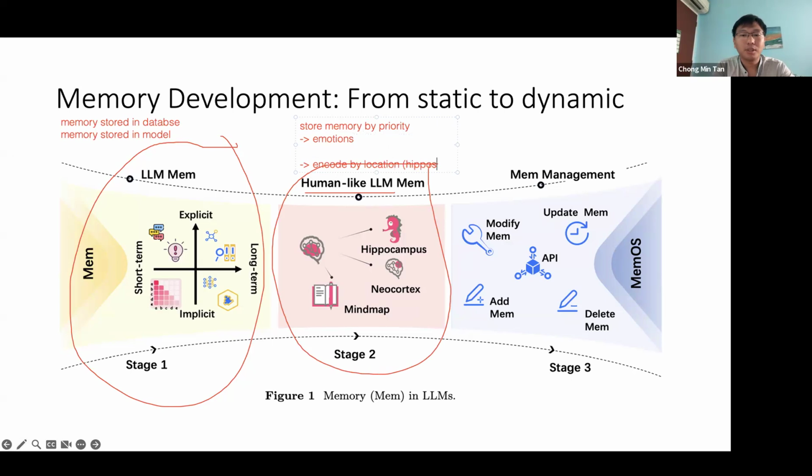Like, for example, the hippocampus, you learn how to delete memories. Okay, maybe the delete is stage 3, right? So basically how to make the memory a bit more efficient by encoding them more efficiently, inspired by humans, like how we store memory in the hippocampus and neocortex.